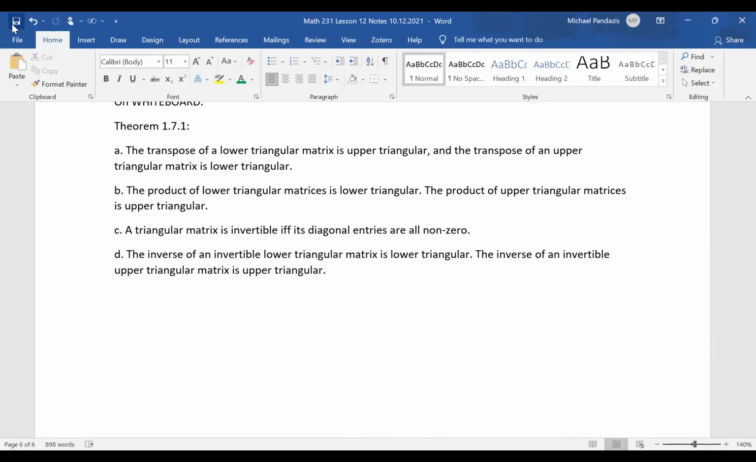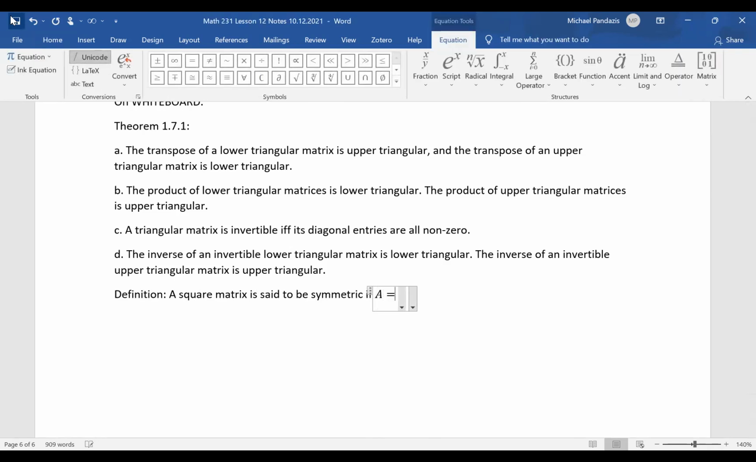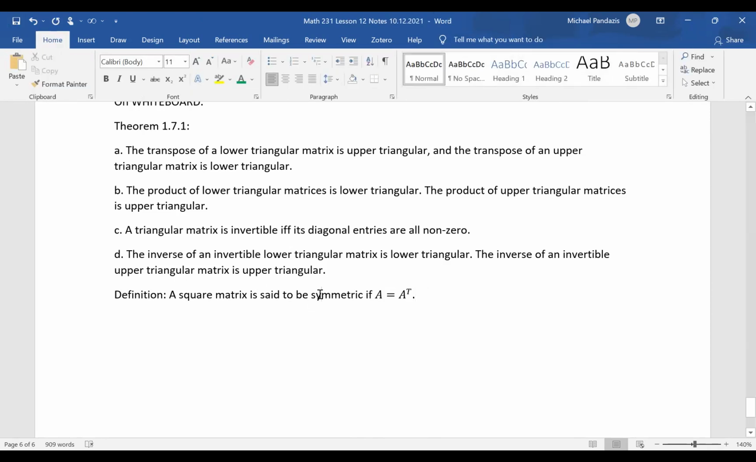Okay, so I think those statements are understandable. If you just try them out with matrices and multiply them, you would see that it would just obviously work out. Okay, so let's keep going. Definition. Okay, a square matrix is said to be symmetric if A is equal to its transpose, A transpose. Okay, so a square matrix is said to be symmetric if A equals A transpose.